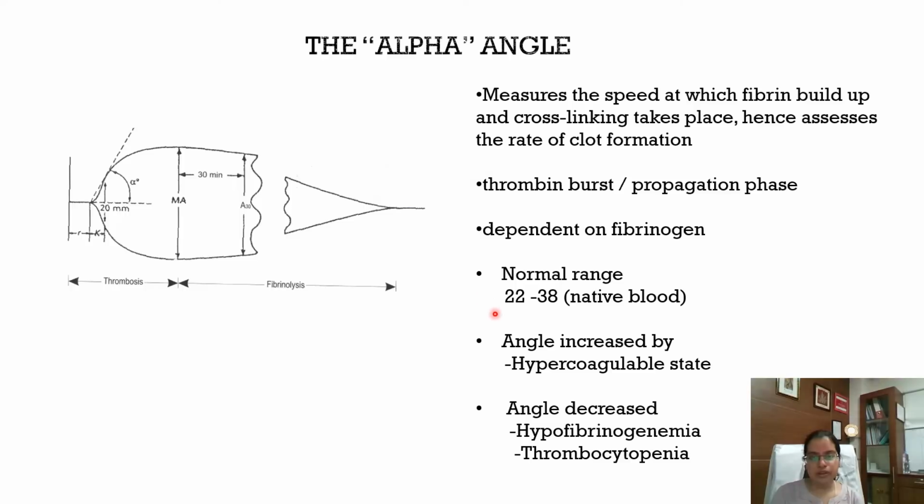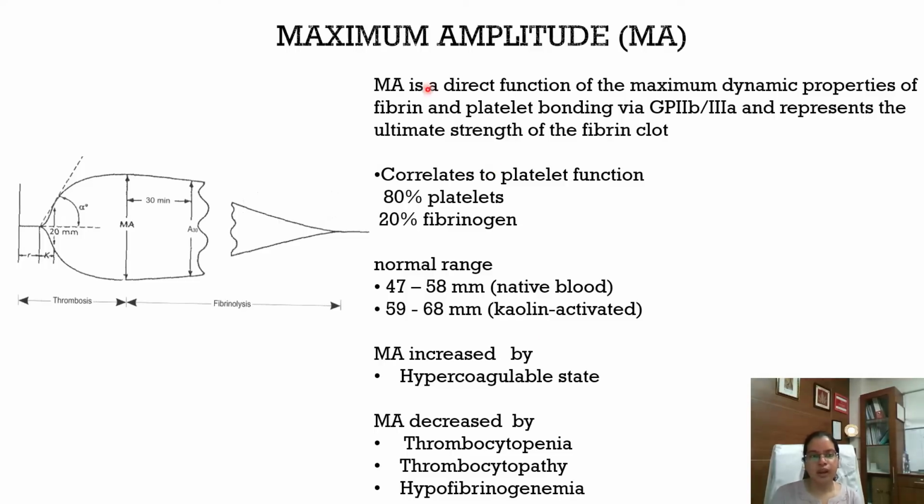Its normal range is 22 to 38 degrees, and the angle is increased by a hypercoagulable state, and it is decreased in hypofibrinogenemia or thrombocytopenia. Now the maximum amplitude, it represents the ultimate strength of the fibrin clot, which is a direct function of platelet and fibrin bonding by the GP2B3A receptor.